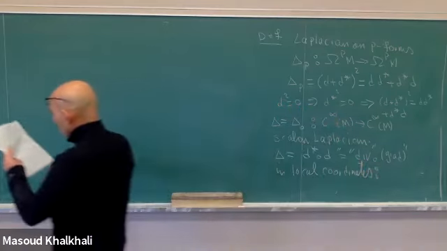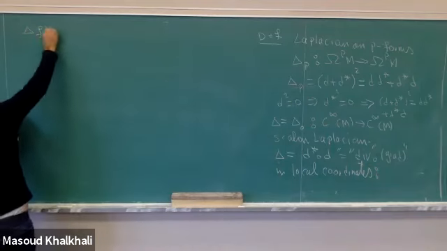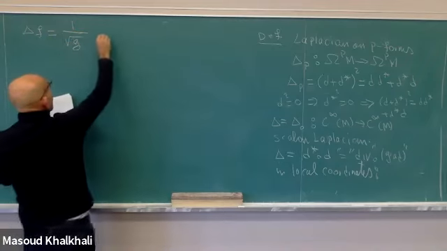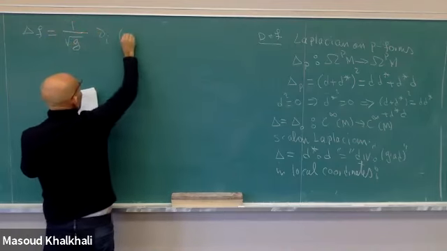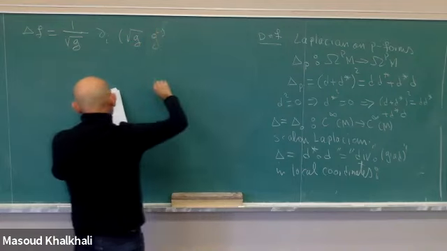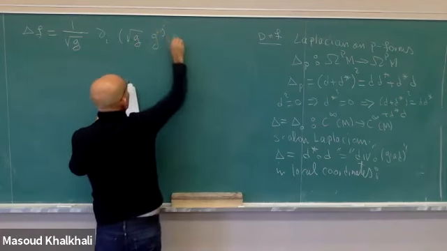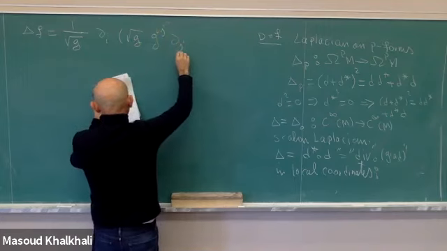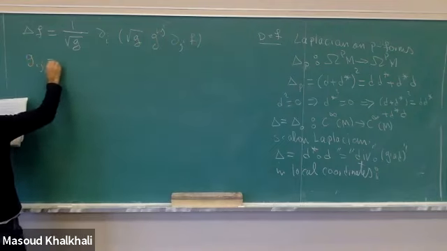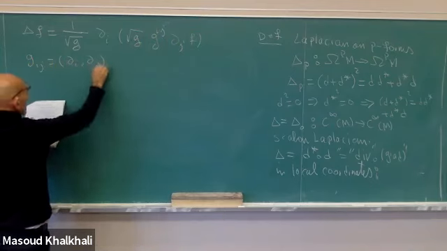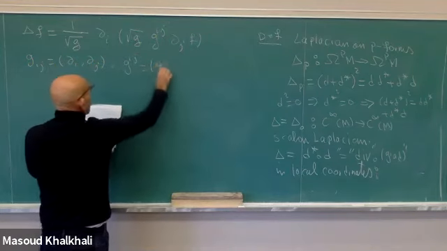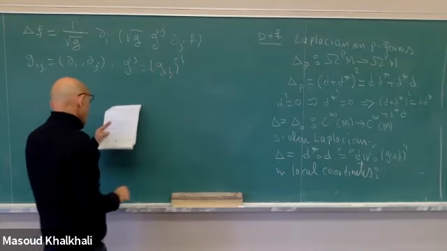You can show by some work that the Laplacian of F is equal to 1 over square root of G, d_i, square root G, G^{ij}, d_j F, where G_ij, of course, is equal to the inner product of d_i and d_j, and G^{ij} is G_ij inverse.